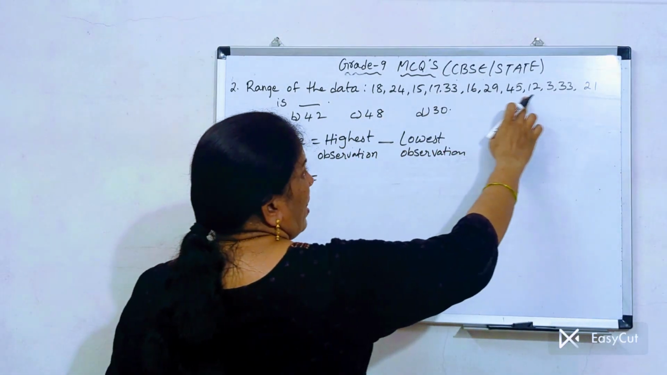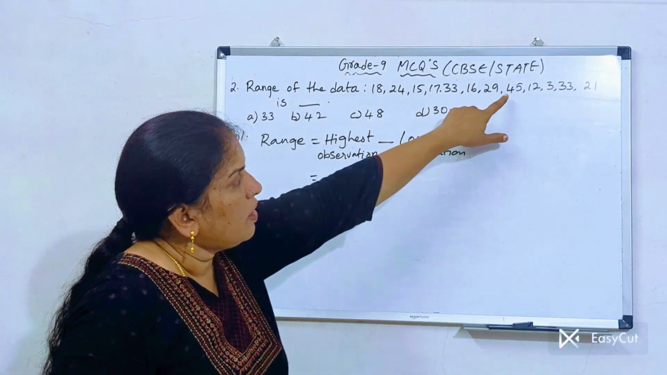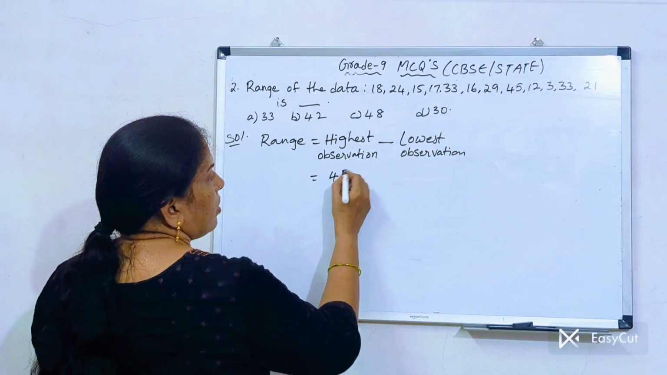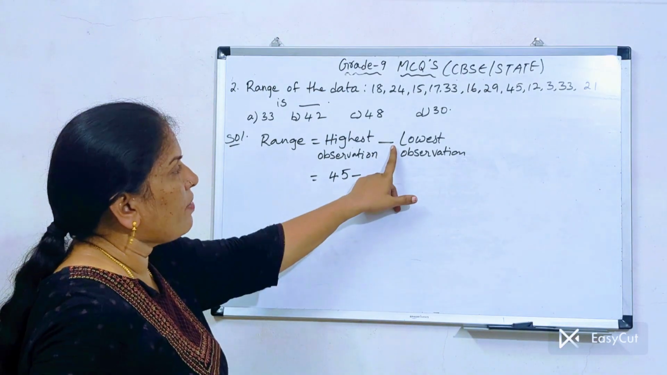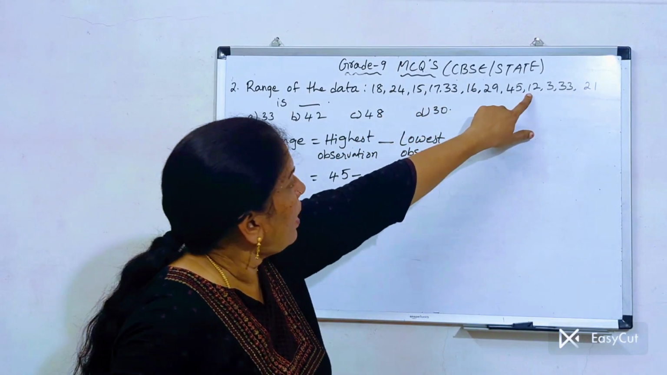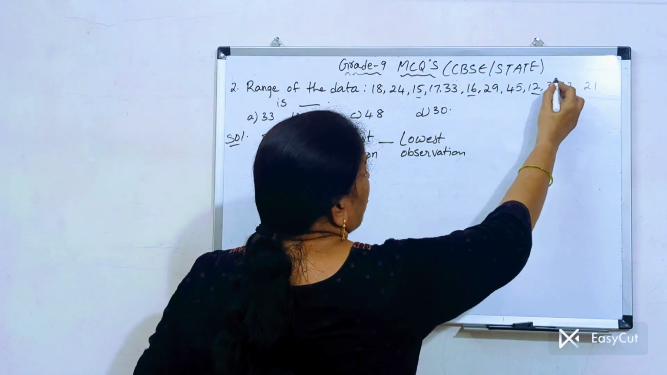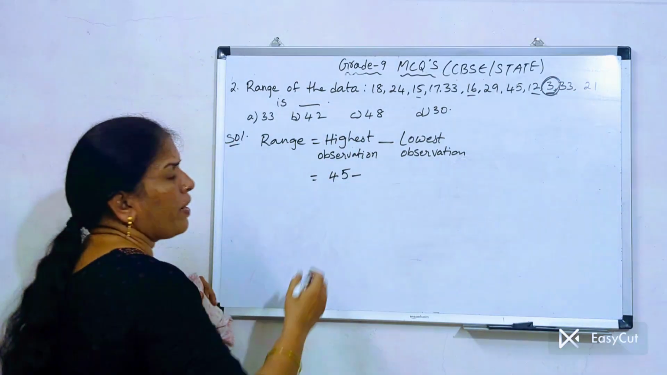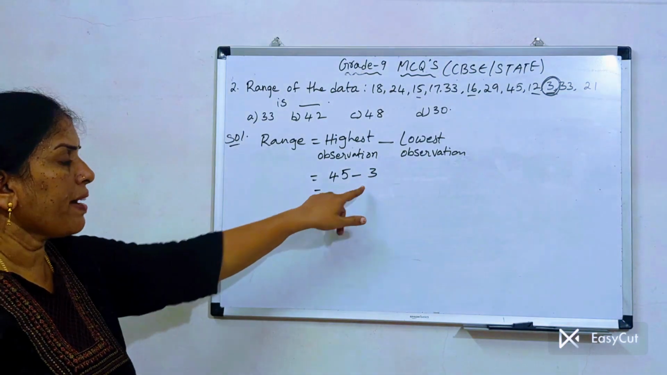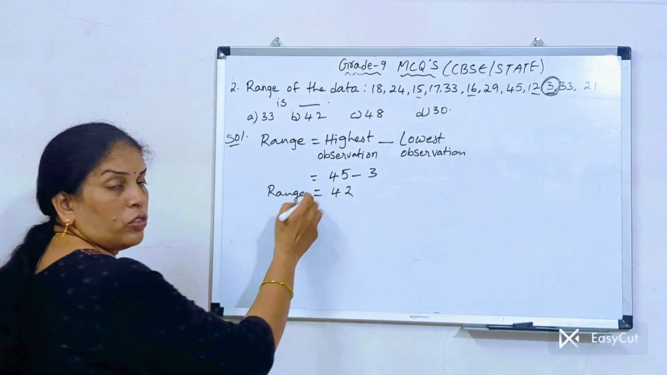In these observations, which is the highest observation, ma? Highest observation is 45. 45 minus, what is the lowest observation? Which is the lowest? 15 is there, 16, 12 is there, same. 15, 16, 12, 3 is there, 3. So, 3 is the lowest observation. 45 minus 3 is 42. So what is the range? Range is equal to 42.